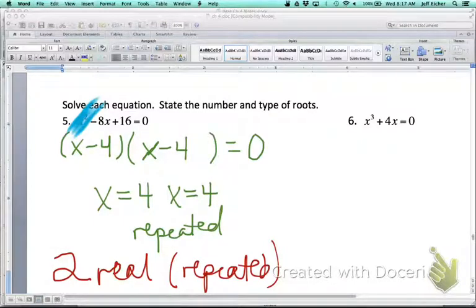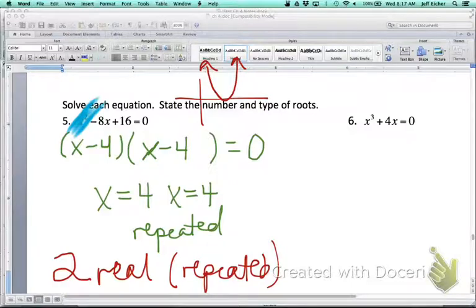So if we were to graph that, it's going to be a parabola that touches the axis just at one place and then bounces off the axis. And we've seen that before. So state the number and type. That's 2 real numbers. Real is the type and 2 is the number, and they're repeated solutions.